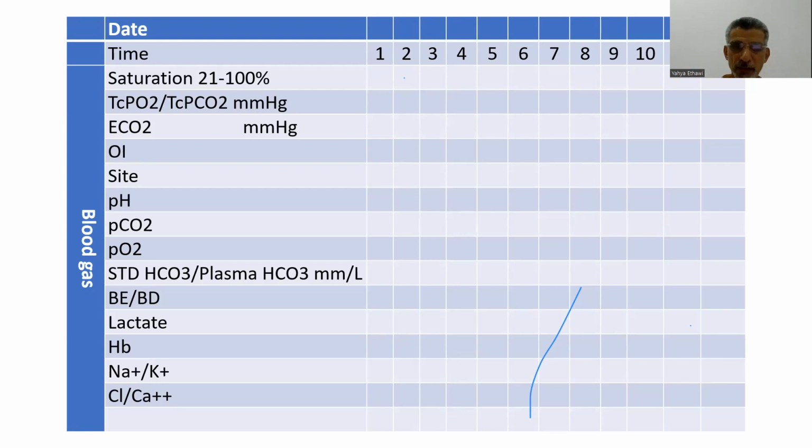We can write the base excess. For base excess, you have to write the sign, plus or minus. For base deficit, you don't need to write the sign. You give the lactate in the blood gas, and if there is hemoglobin in the blood gas, if there is potassium and sodium, and if there is chloride and calcium. So this is how we write the blood gas in the sheet.